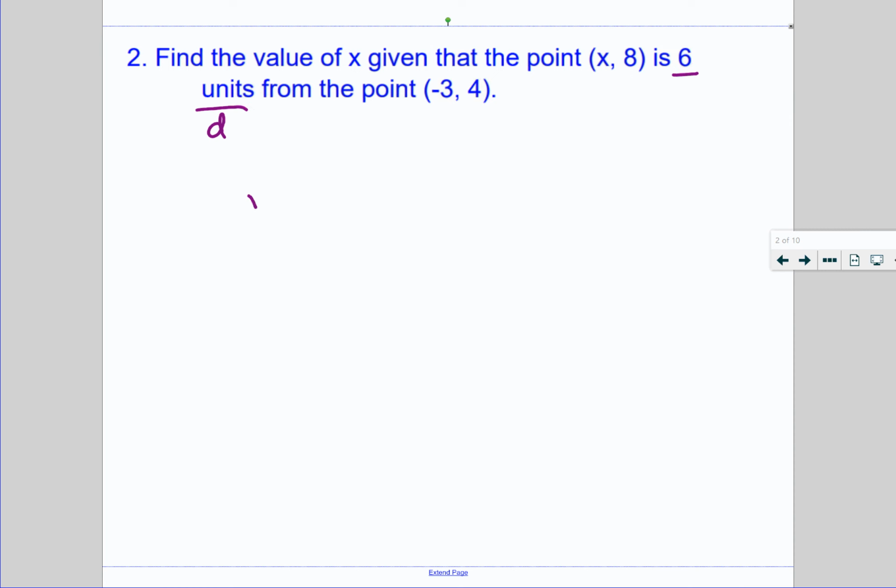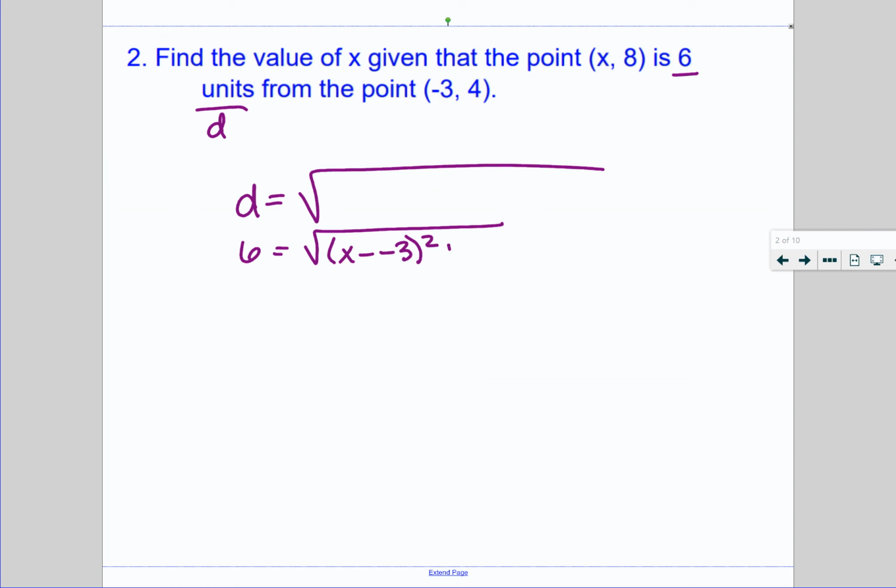Okay, so if we're thinking about our distance formula again, that looks something like that, right? My distance, my d value is 6, and it is the distance between those 2 points. So I'm going to go ahead and fill those 2 points in underneath my square root. Starting with my x, x minus -3 squared, and then my y, 8 minus 4 squared. Okay. Now we simplify.